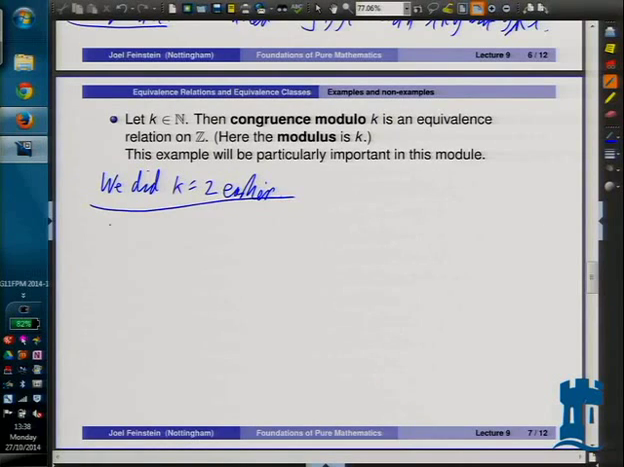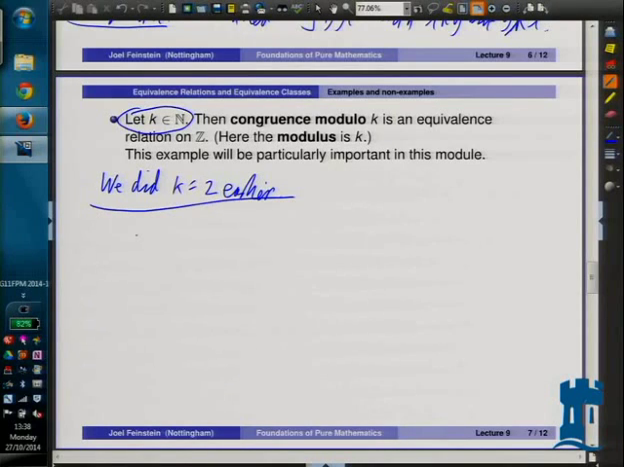So here, in our relation, we keep this k fixed; that's our modulus. Earlier we did k equals 2, but k could be some integer now. We'll be particularly interested in things like 9, 10, 11, they're quite nice. But we have to keep k general at the moment.